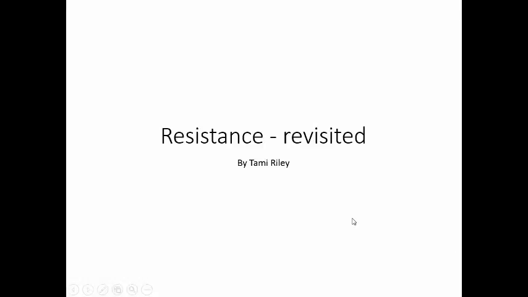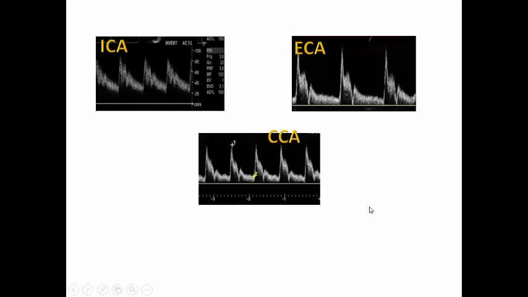Okay, let's revisit resistance, and specifically we're going to talk about the CCA, the common carotid artery. So first of all, let's have a look up in the left-hand side here. This is the ICA, the internal carotid artery, remembering that it feeds our brain.